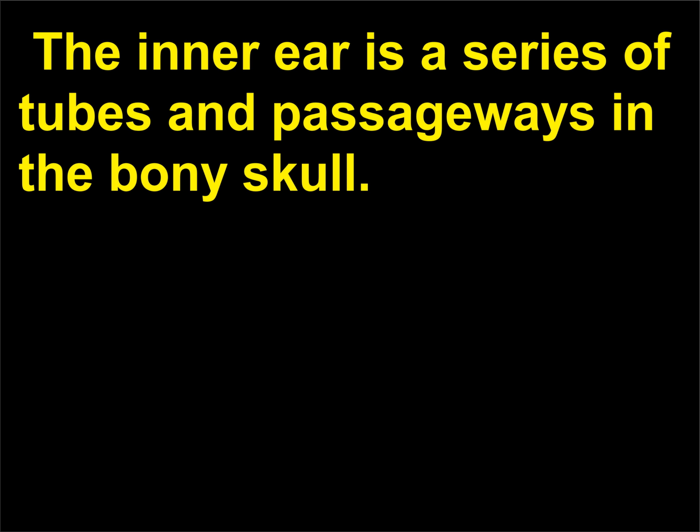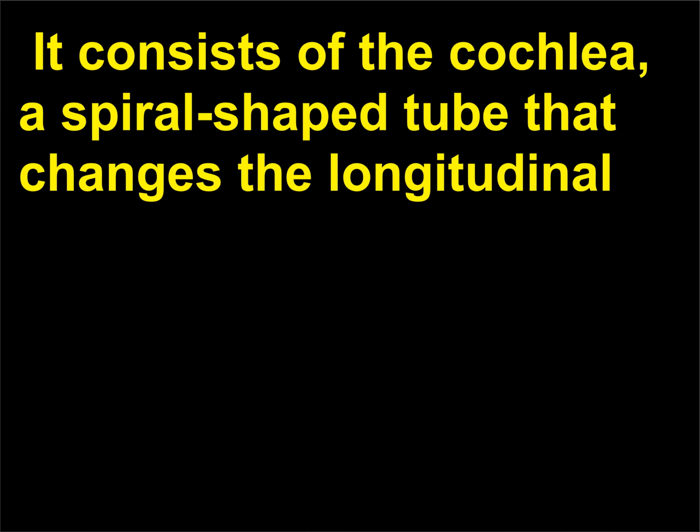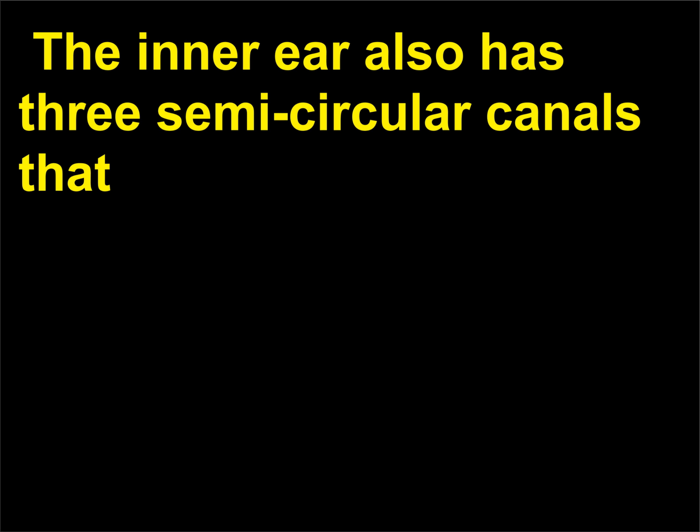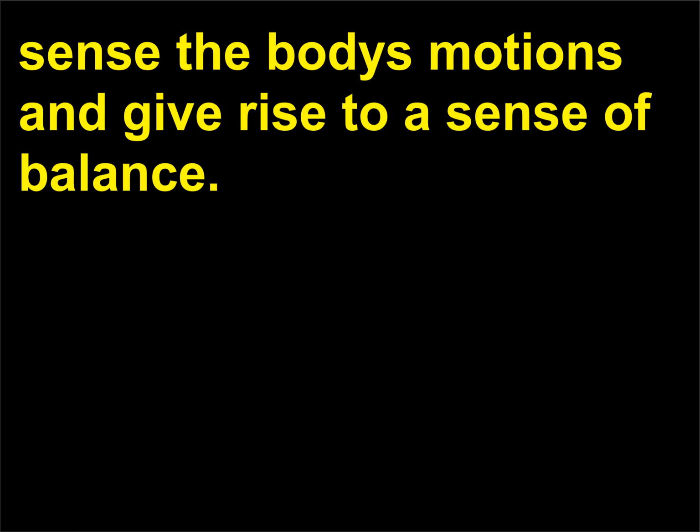The inner ear is a series of tubes and passageways in the bony skull. It consists of the cochlea, a spiral-shaped tube that changes the longitudinal sound wave into an electrical signal on the nerves connecting the ear to the brain. The inner ear also has three semicircular canals that sense the body's motions and give rise to a sense of balance.